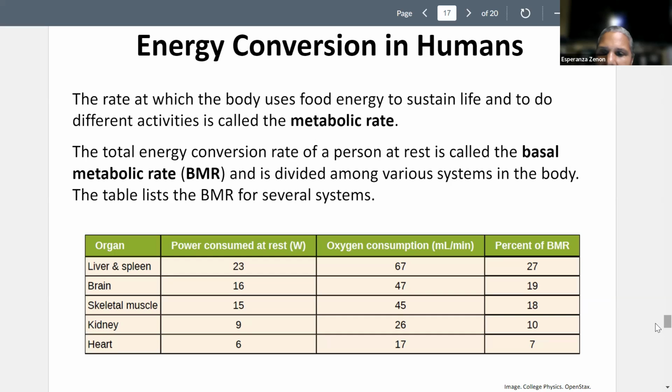And look at the brain. You would think that, okay, the brain is one of the major organs and it's controlling everything that's going on in the body, so it must be very energy intensive, but it's not. And the heart is even less, right? So pretty interesting to look at how the organs in the human body convert energy.